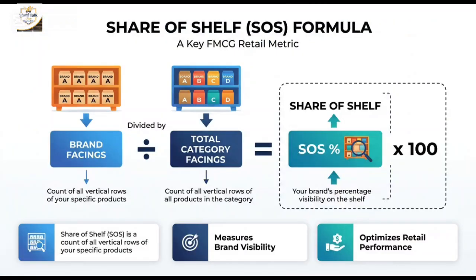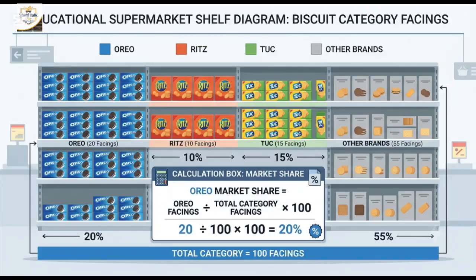Remember this formula to calculate SOS. Count your brand facings, count the total category facings, divide your brand facings by the total facings and multiply by 100. So you will get your actual SOS. Let's do it more practically. Suppose you have 20 facings of Oreo and the total category has 100 facings. So 20 divided by 100 equals 20%. So your SOS is 20%.